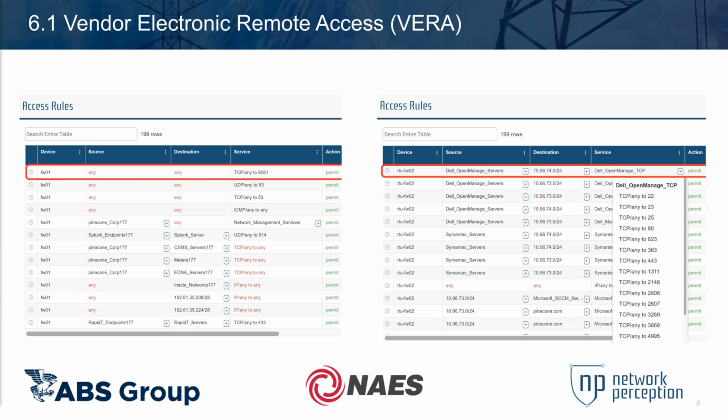The picture on the right-hand side goes from an RTU firewall, and it allows a particular port and a particular group of ports.